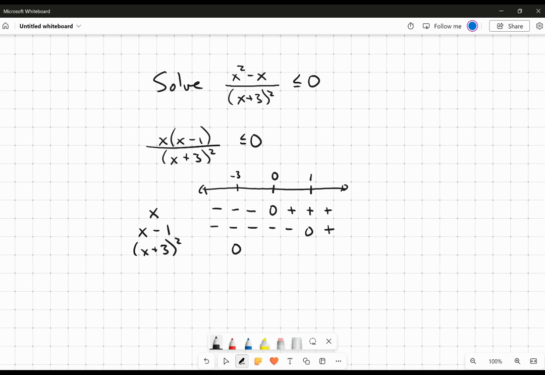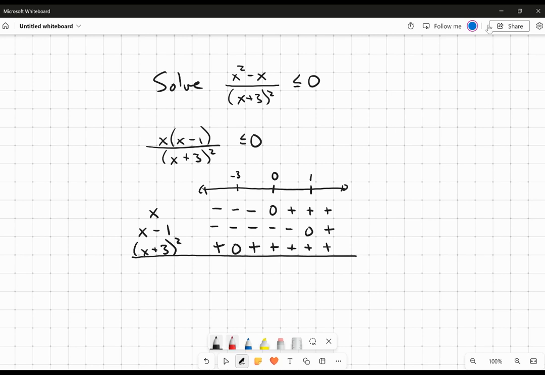X plus 3 squared, this is an interesting one. Because if you choose a value for x that's bigger than negative 3 and square it, you're going to get positives. But even if you choose a value that's less than negative 3, like let's say negative 5, negative 5 plus 3 is negative 2, but then you square it, and you're still going to get positives there. So the bottom term there is going to be positive everywhere except for where it goes to 0. Now I want to put these things together by putting all their behavior together.